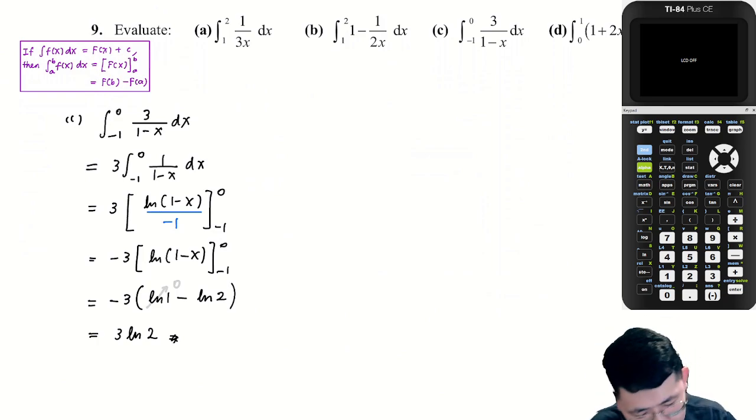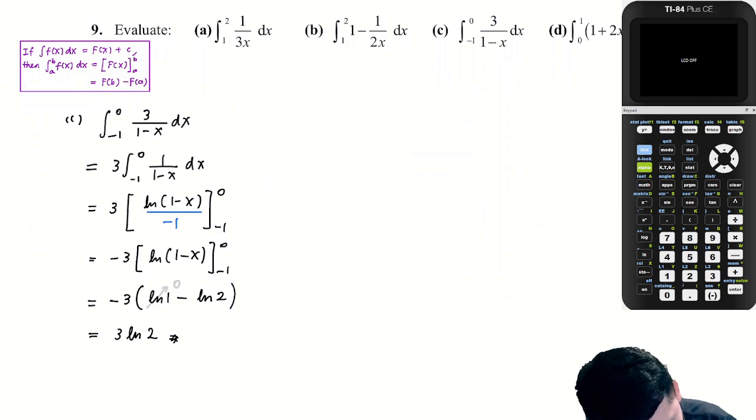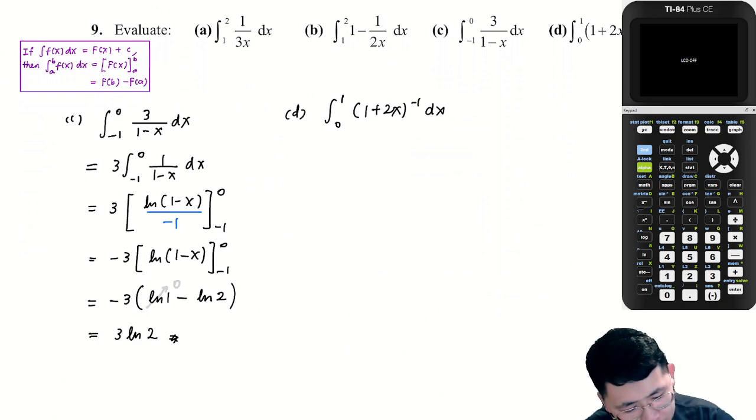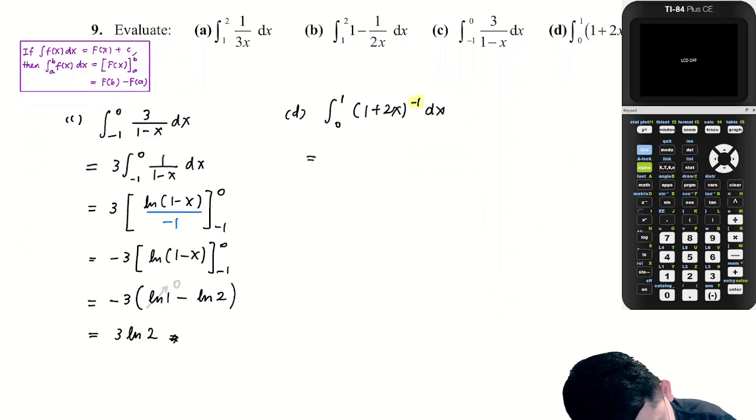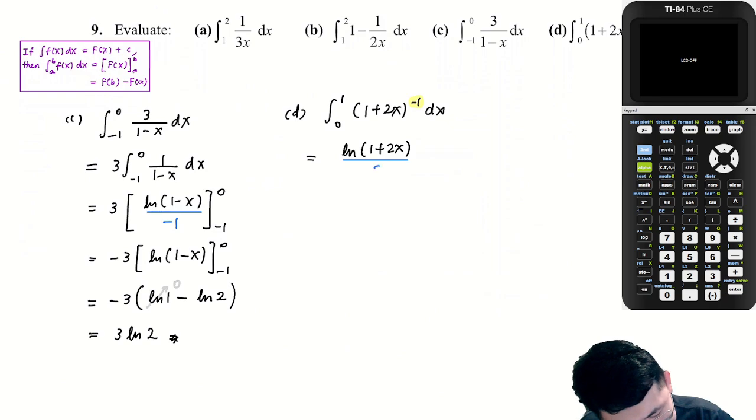Now part D. Over here, we have integrating 0 to 1 of 1 plus 2x power -1 dx. Take note over here, this power again is -1. This power over here is -1. So, must take note, it will be integrated to ln. So over here, this would be ln of 1 plus 2x. But because of the reverse chain rule, I need to divide by 2. So we have this whole function integrated from 0 to 1.